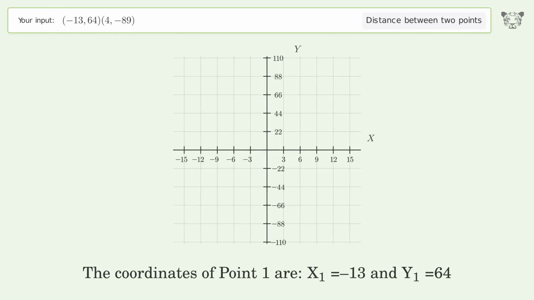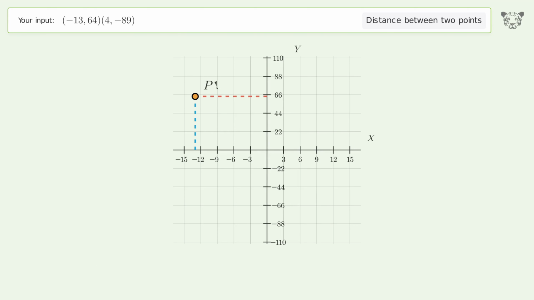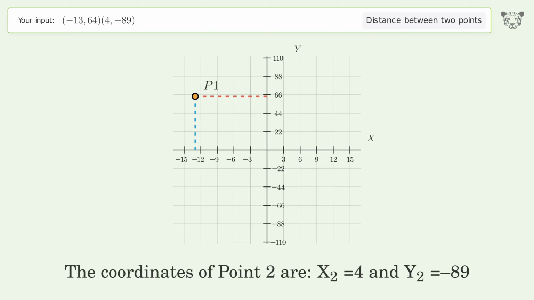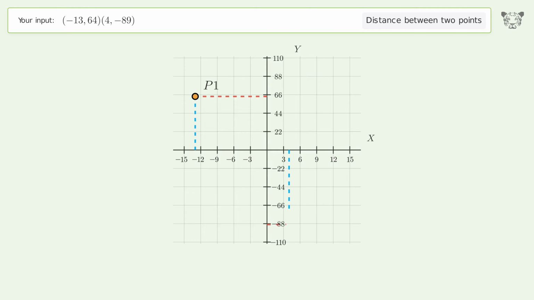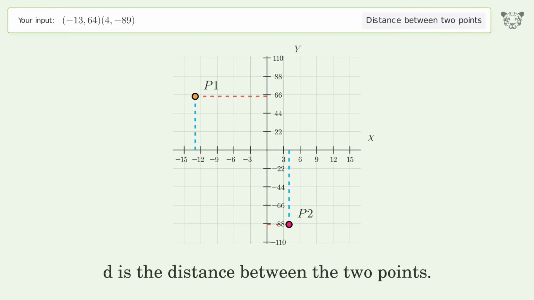The coordinates of point 1 are x1 equals -13 and y1 equals 64. The coordinates of point 2 are x2 equals 4 and y2 equals -89. D is the distance between the 2 points.